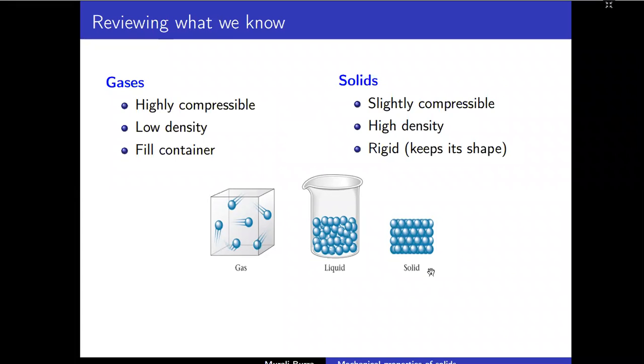And what is our chapter? Mechanical properties of solids only. That means we are going to discuss only this third part, which is slightly compressible, has high density, and is rigid, meaning it keeps a certain shape, right? Not like these two materials. Now we are going with solids.